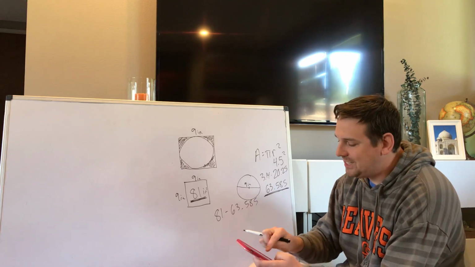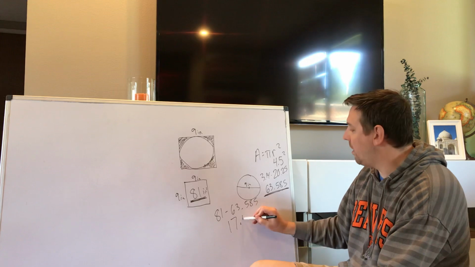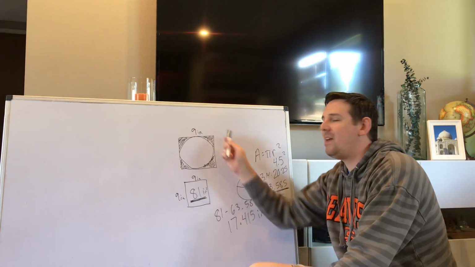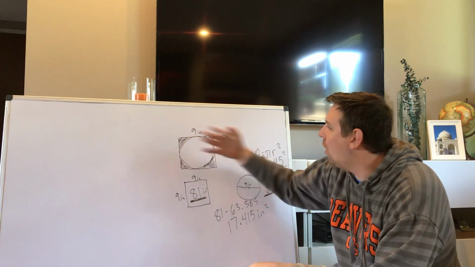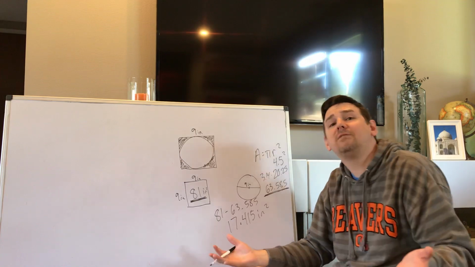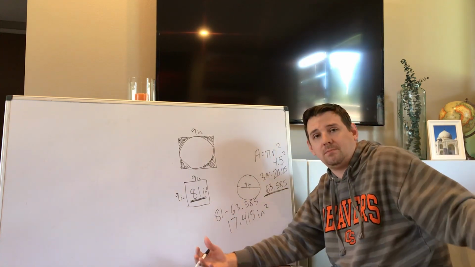minus 63.585 equals 17.415 square inches. That's the extra space after you take the circle away from the whole square. So sometimes you're going to have to subtract space away. Sometimes you're going to add space.